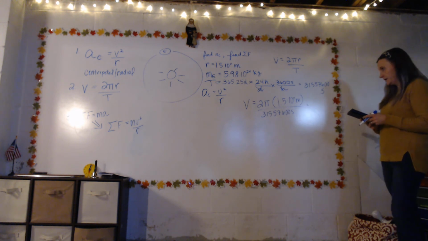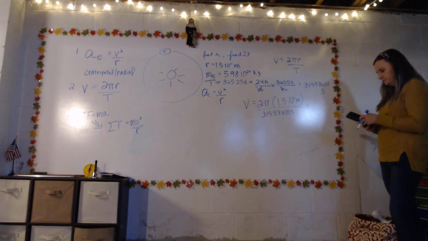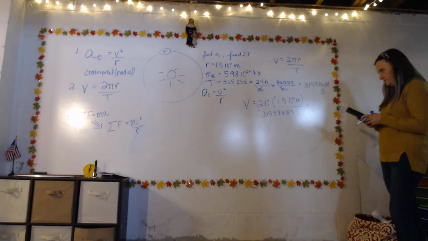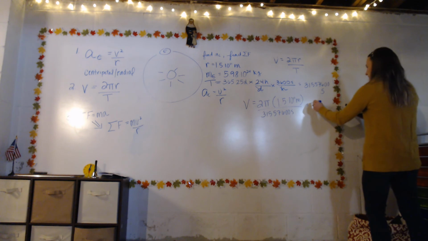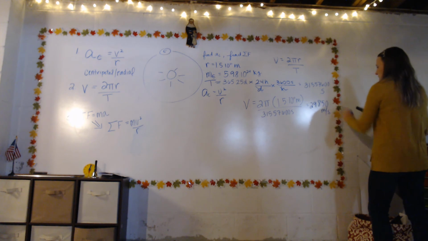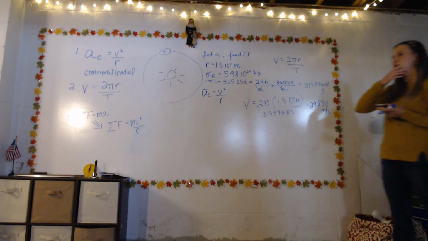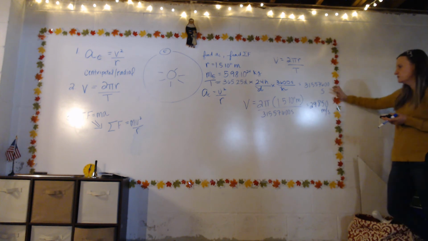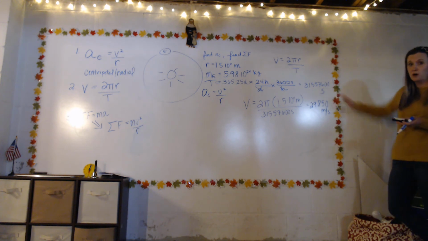Okay, so when I calculate that out, I get, sorry, awkward pause while I put it in, 29,850, let's just leave it there, meters per second. That's pretty impressive. So the Earth in its rotation around the sun is going close to 30 kilometers per second. That's really fast. So we're all moving at that speed with it.